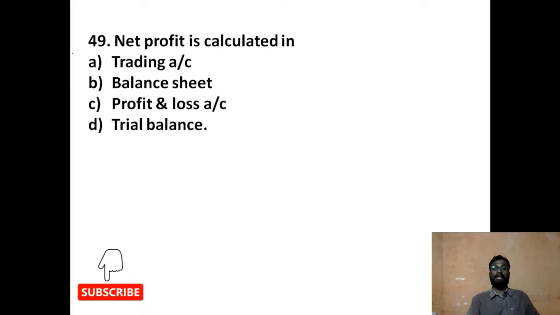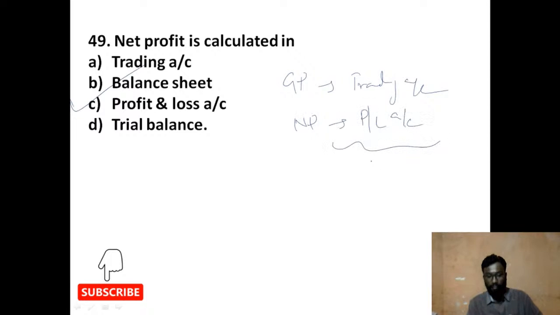So net profit is calculated in which account? Profit and loss account. Gross profit is in the trading account. So net profit is in the P&L account. Is that okay? Yes, guys.